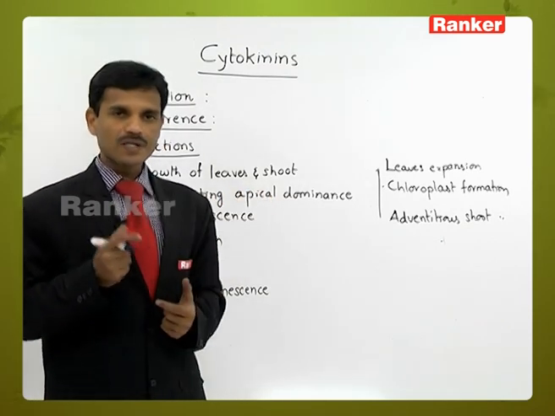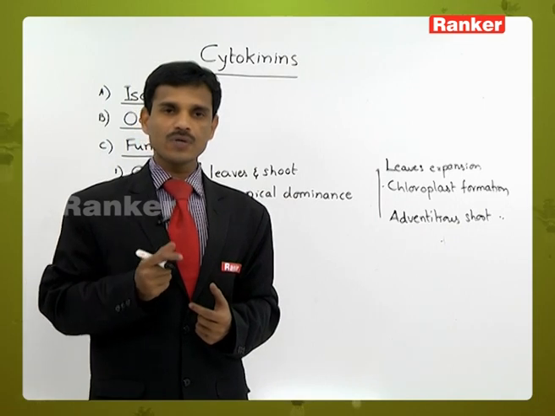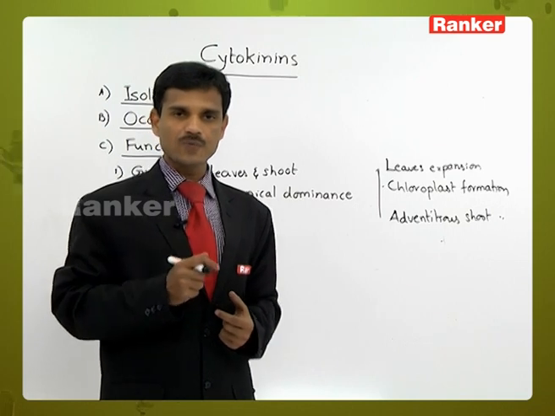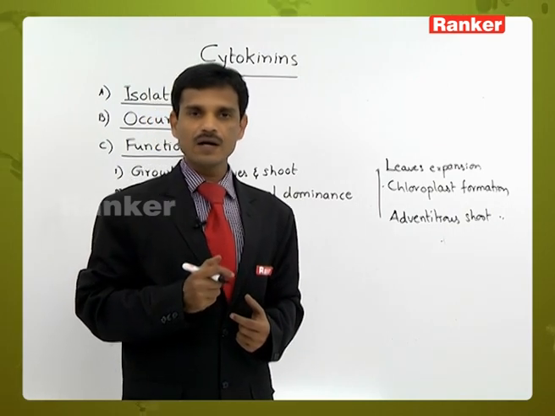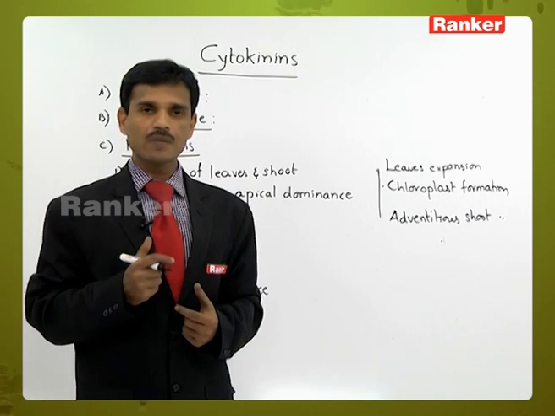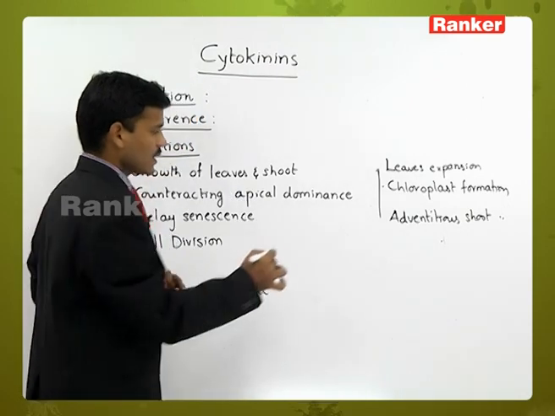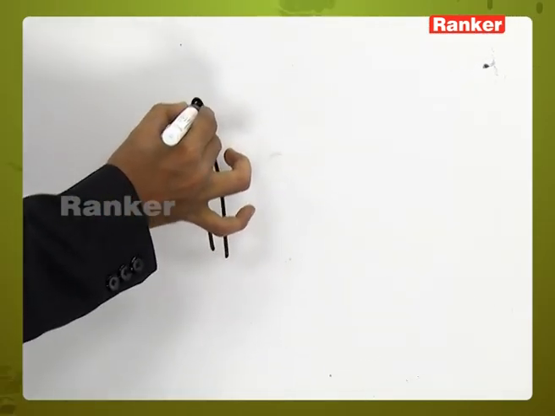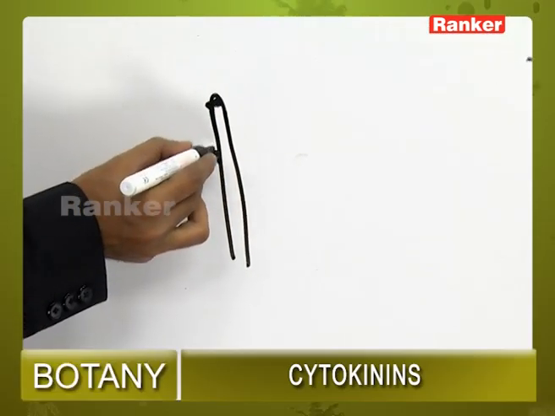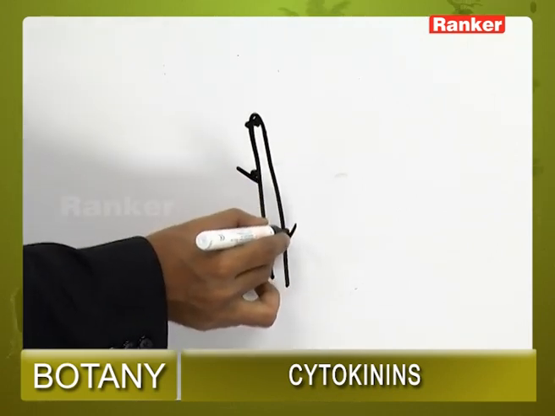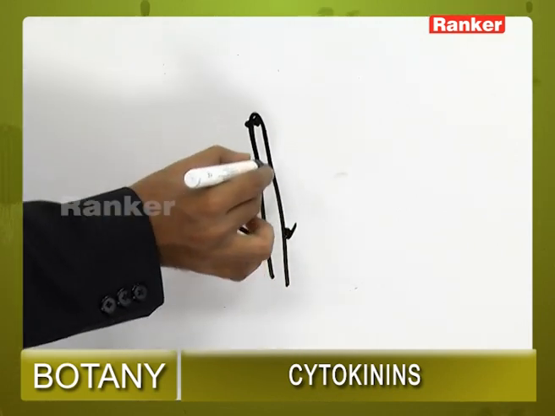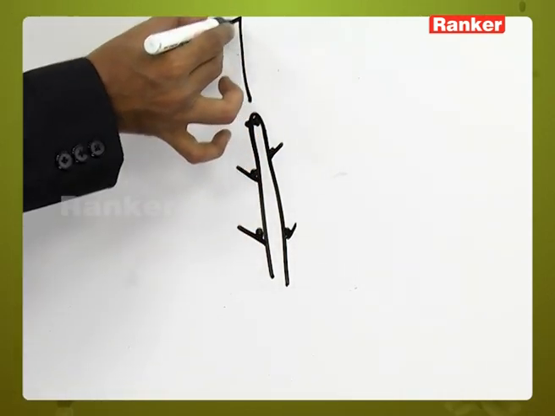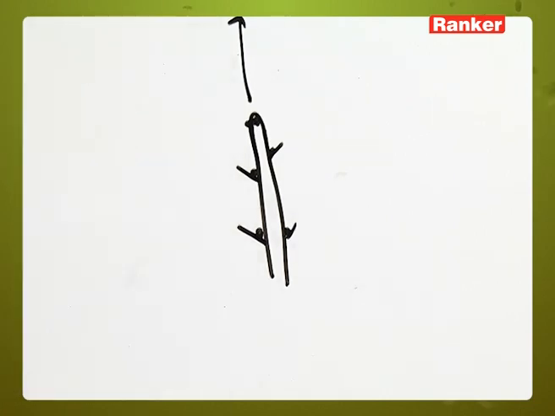Apical dominance means the apical bud is producing auxins, and these auxins are transported to the lateral buds, preventing lateral bud production or lateral bud growth. So in some plants, the auxins are produced here and transported to the axillary buds, so these cannot develop into branches. So it is showing more growth. The apical bud is showing dominance.